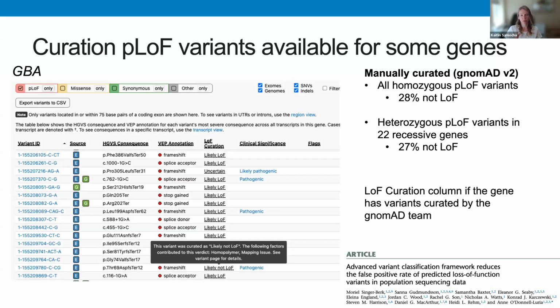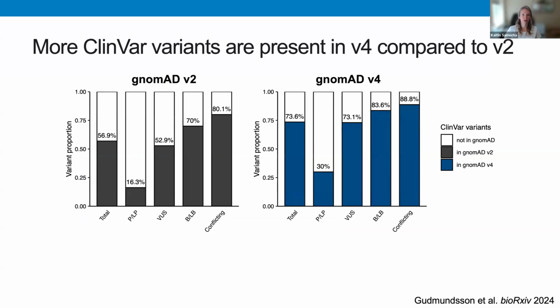If you look on, for example, v2, we do actually have a loss of function curation column there that gives information about why it was categorized as not likely loss of function. So for example, in GBA, this variant I'm hovering over is in a homopolymer run. There are some mapping issues. And so this is a variant that is considered to be a pathogenic variant in ClinVar, but we have some suspicions about it from this curation framework. So this work is ongoing. We see about, again, this 30% or so that are not loss of function. But we wanted to start to update this in v4.